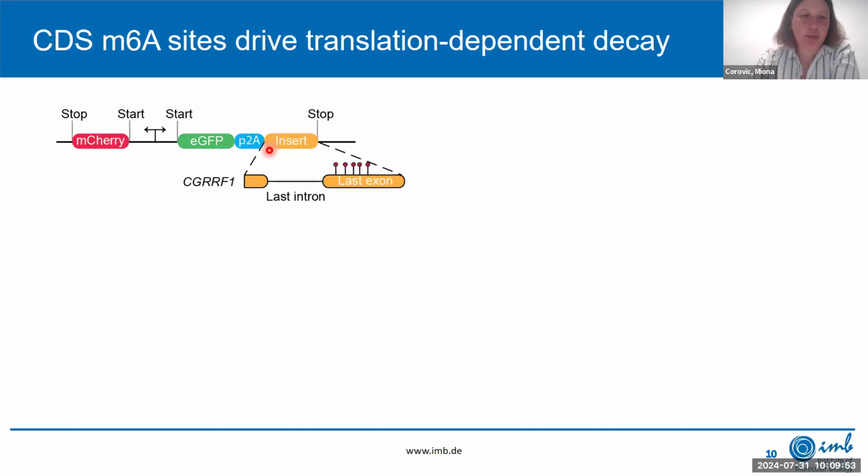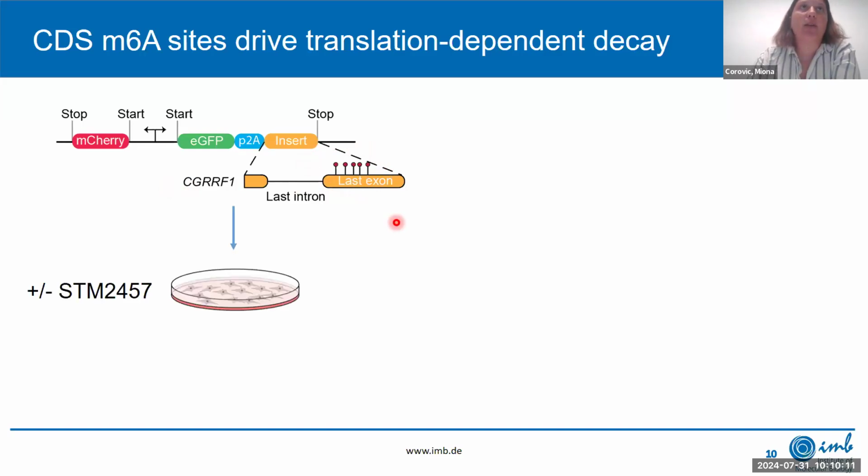of our choice, which was the last part of the CGRRF1 gene, one of the genes that was upregulated upon our 6-hour STM treatment, and it has 5 nice m6A sites in the last exon. How we designed the experiment is that we transfected our HEK cells in the presence or absence of our m6A inhibitor, and then performed flow cytometry to measure changes in GFP levels.